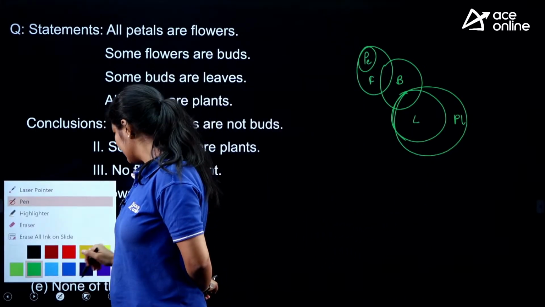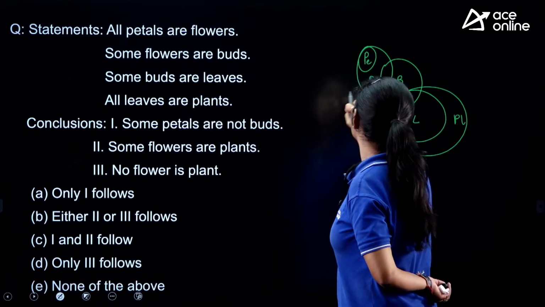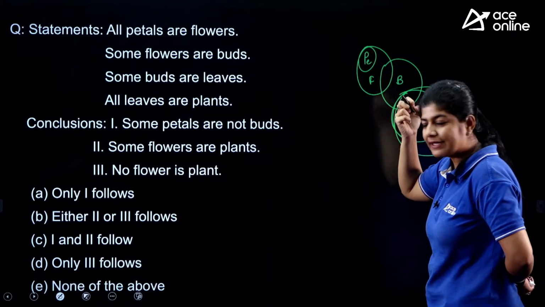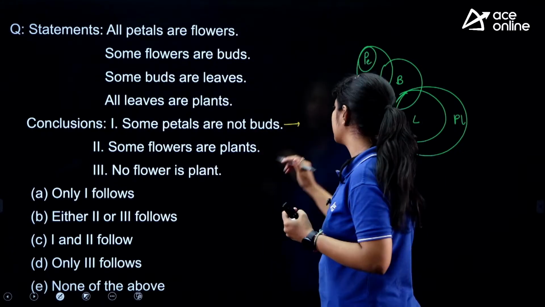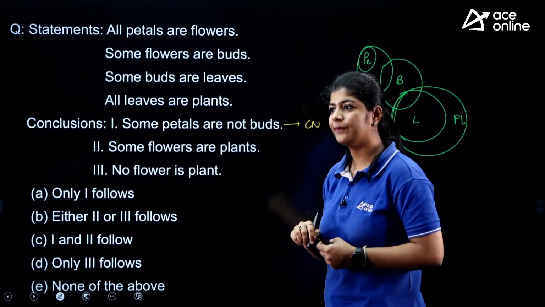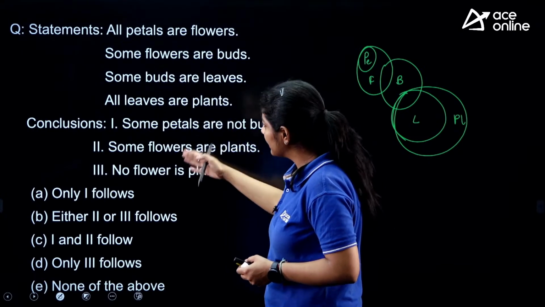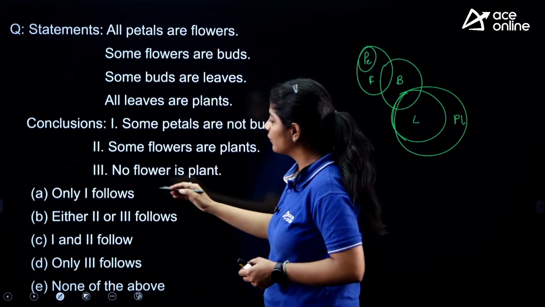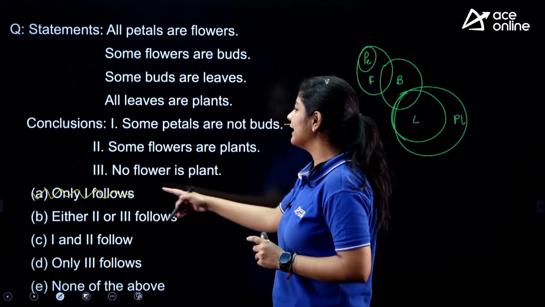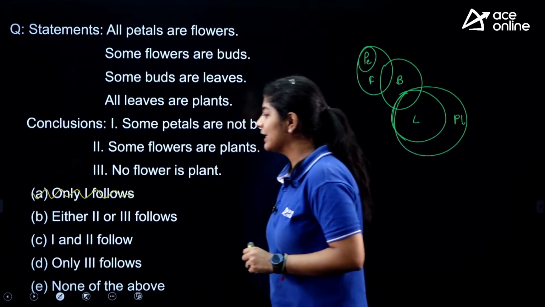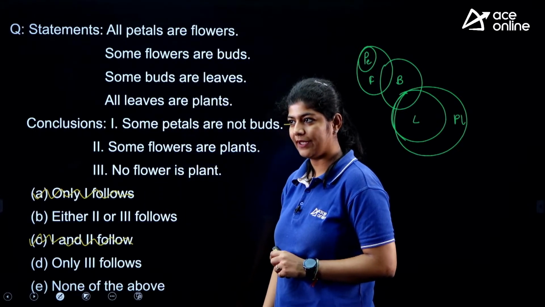None. Ragla, are you sure? Okay. First, some petals are not birds. Can we say that? No, as we have no direct or indirect relation between these 2 entities. So we can't say anything over here, right? If we are not sure, we can eliminate option A, and we can eliminate option C as well, right?